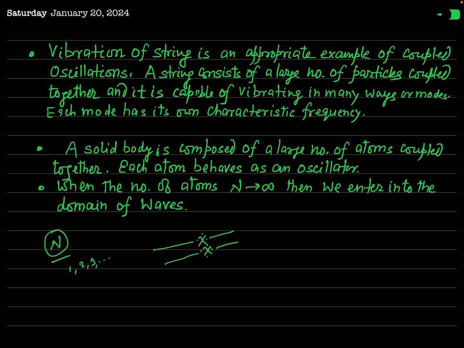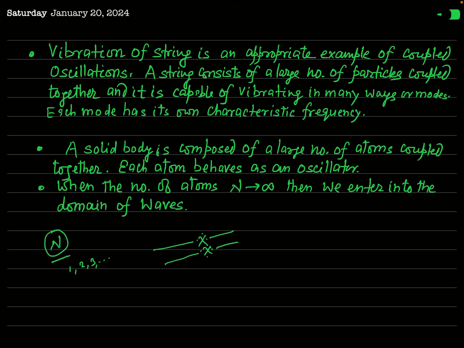Another very important example of a coupled system is a solid. When you discuss the vibration of a solid in the course of your solid state physics or thermal physics, you have definitely studied Debye theory of heat capacity, and you have seen that a solid is treated as a composition of a very large number of atoms. And each atom behaves as an oscillator, vibrating about an equilibrium position. The motion of each atom affects its neighbors.